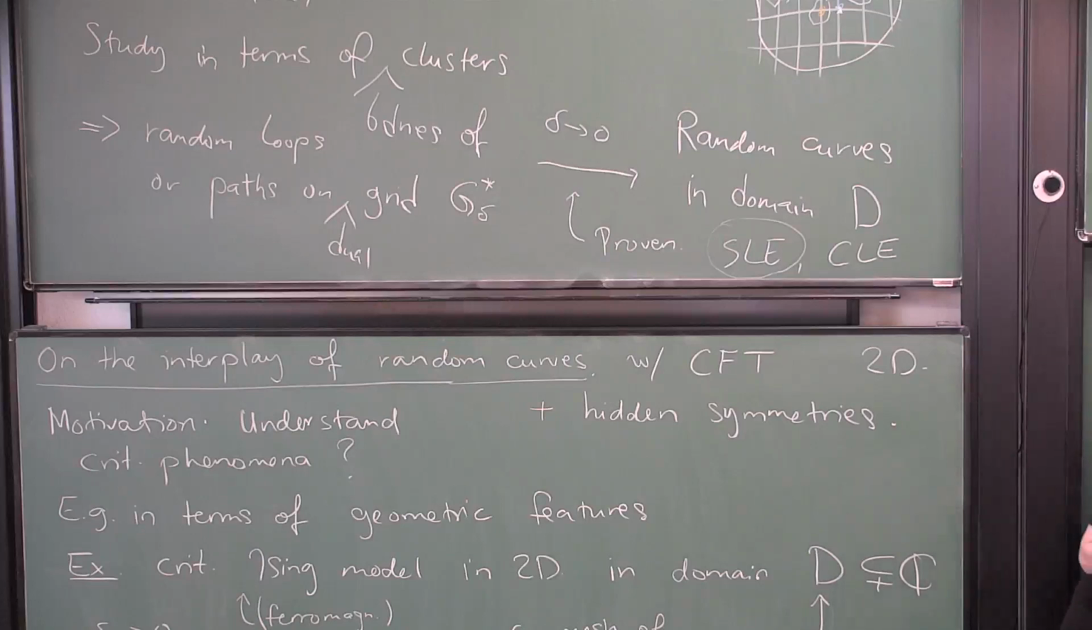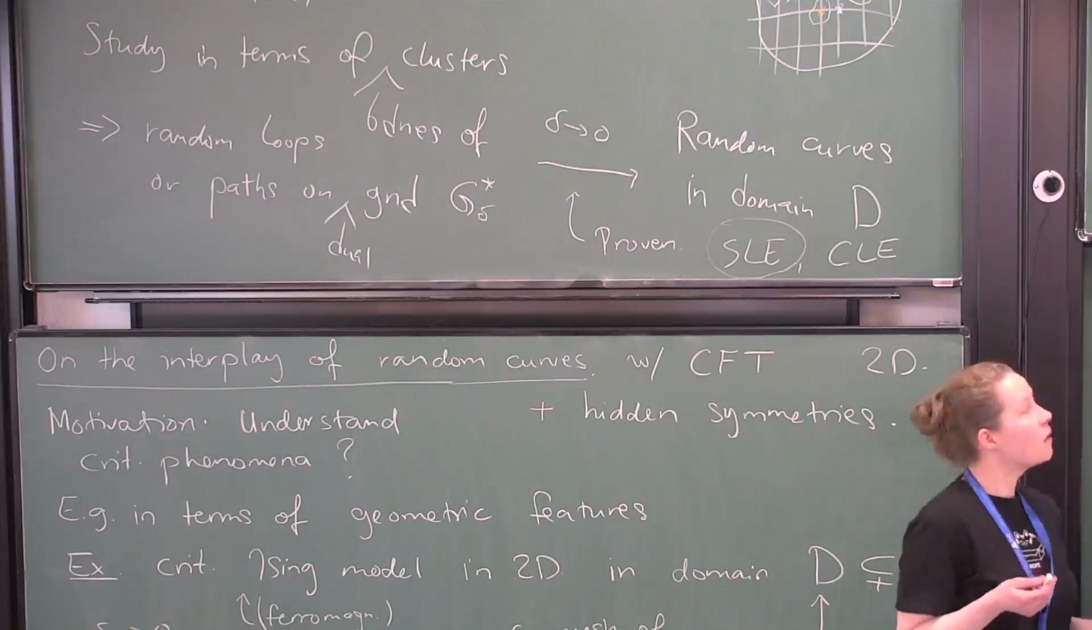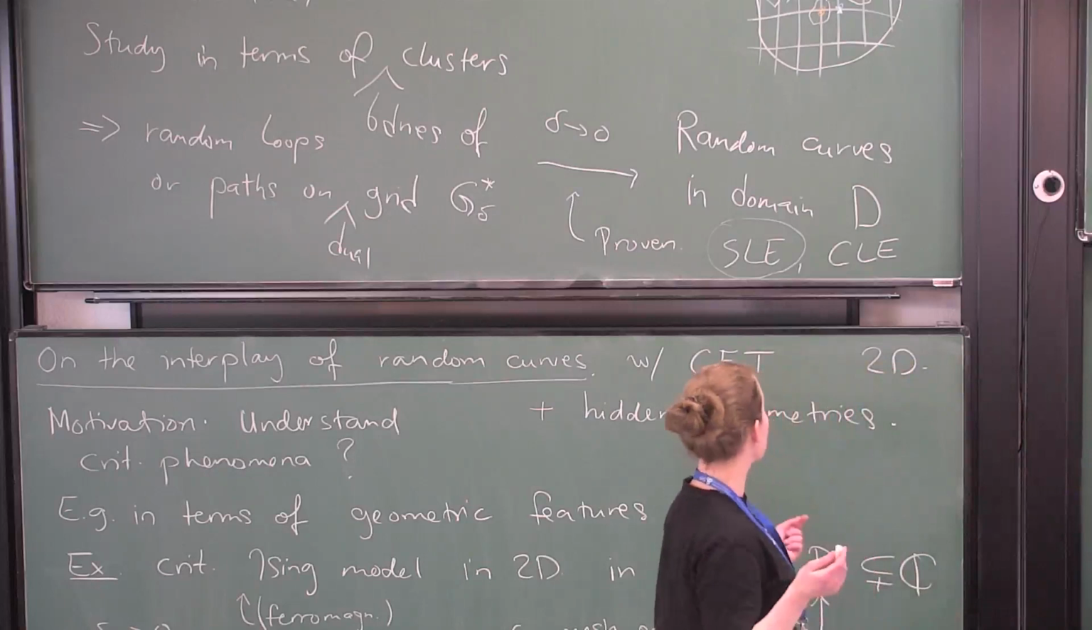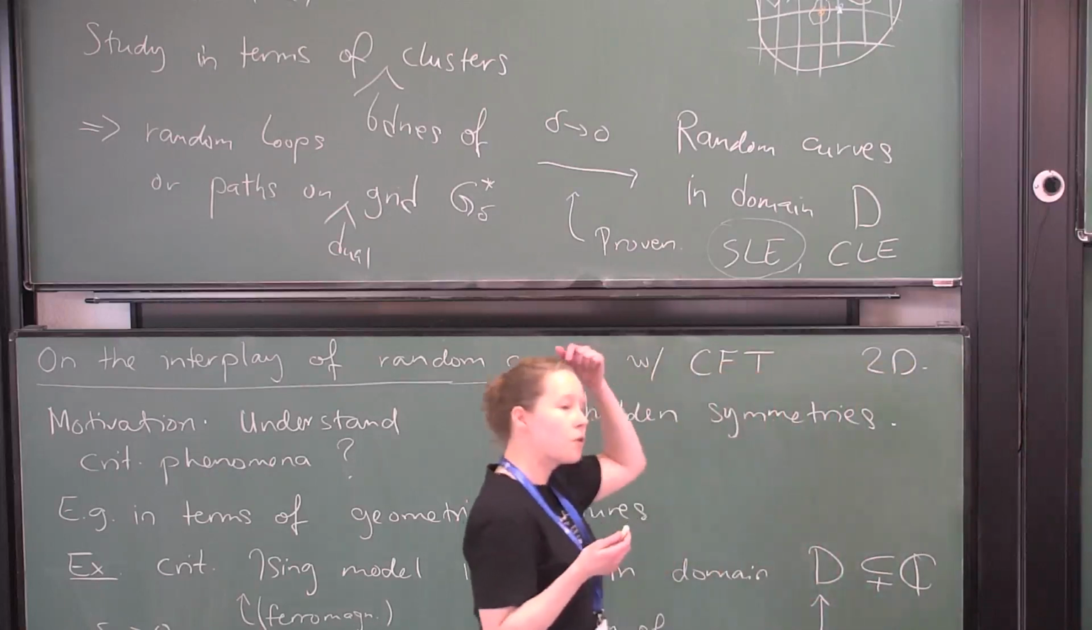That's a good question. If you start having more marked points, do you allow intersections between these curves? So in my model, no. No. But of course you can take other types of models.